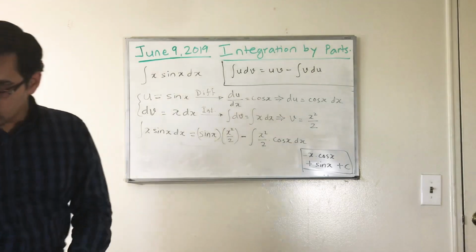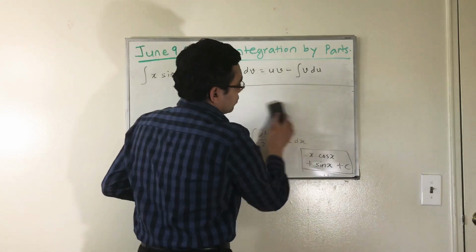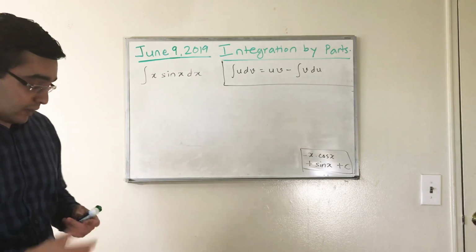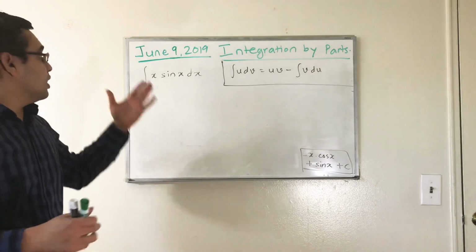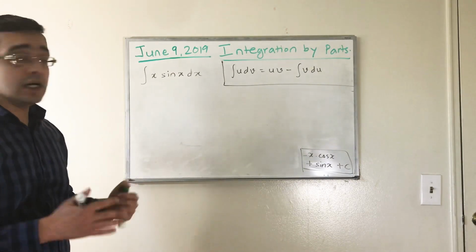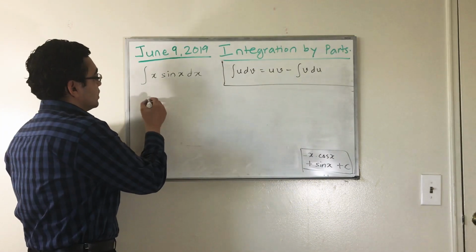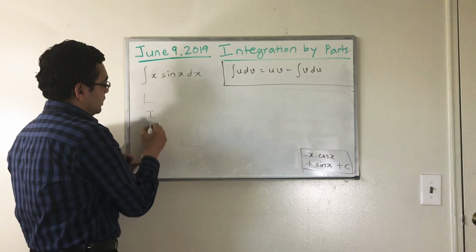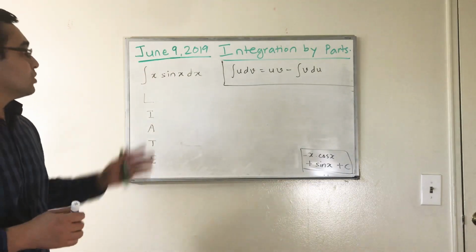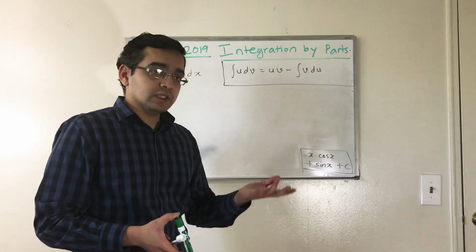So you might want to ask whether we have to do this type of trial and error to decide what is u and what is dv. How do you choose u and dv if I give you some random problem? The answer to that question is that we have a simple rule. It's a rule of thumb. It's called the LIATE rule, L-I-A-T-E. This is a rule of thumb which works in many cases. It does not always work, but it does work in many cases.